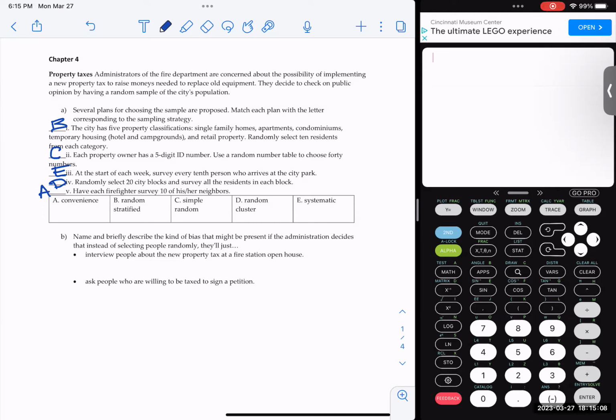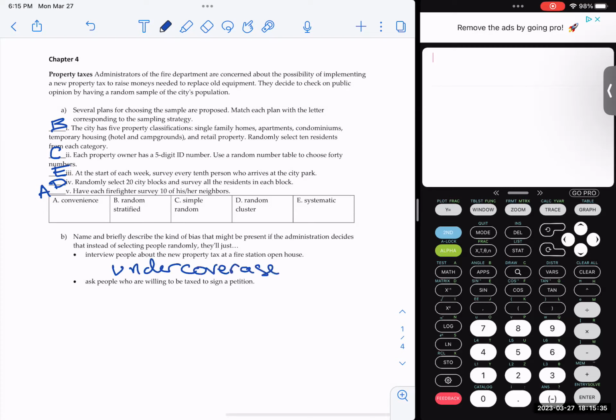Yeah. So I think anytime you do an open house, anyone could come, right? And they're more likely to come if they have strong opinions one way or the other. Most people maybe just don't care or don't read the newspaper or whatever it is, right? And so you could see this as a convenient sample, right? That's who shows up, so we'll take it. We could also say there's likely going to be undercoverage. In both, I think we could talk about voluntary response bias.